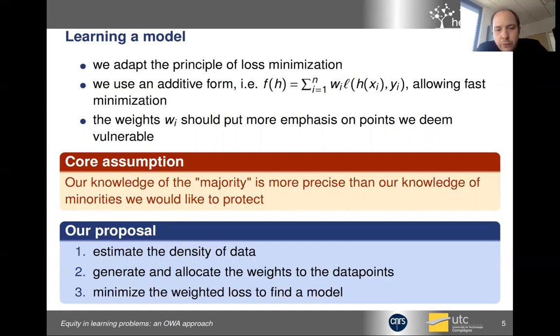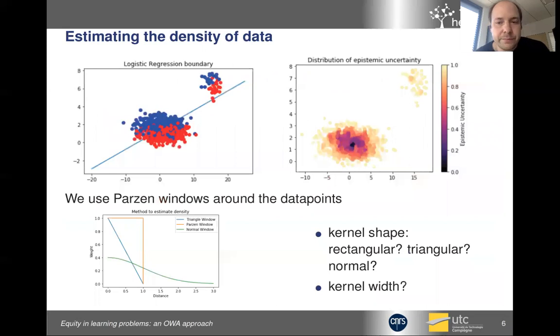And the idea is that the weights should put more emphasis on those points that are deemed vulnerable. The core assumption is that, of course, our knowledge about the majority is greater, and we have more data points about the majority than about the minorities we would like to protect. So what's our basic proposal? To emphasize this minority in our learning process, we estimate the density of the data and allocate the weights of the data points so that sparse, less dense data have higher weights, to emphasize them. Then, once we have allocated those weights, we minimize the weighted loss to find a final model.